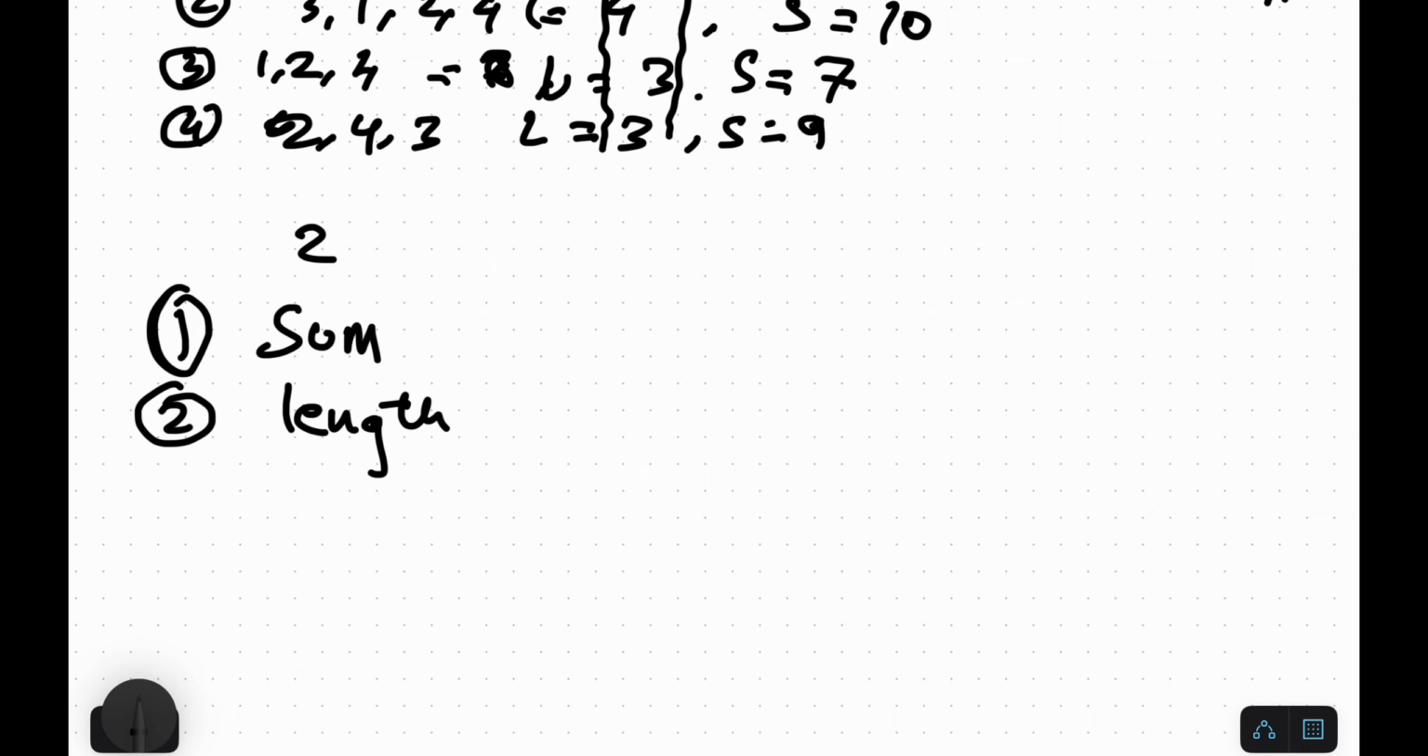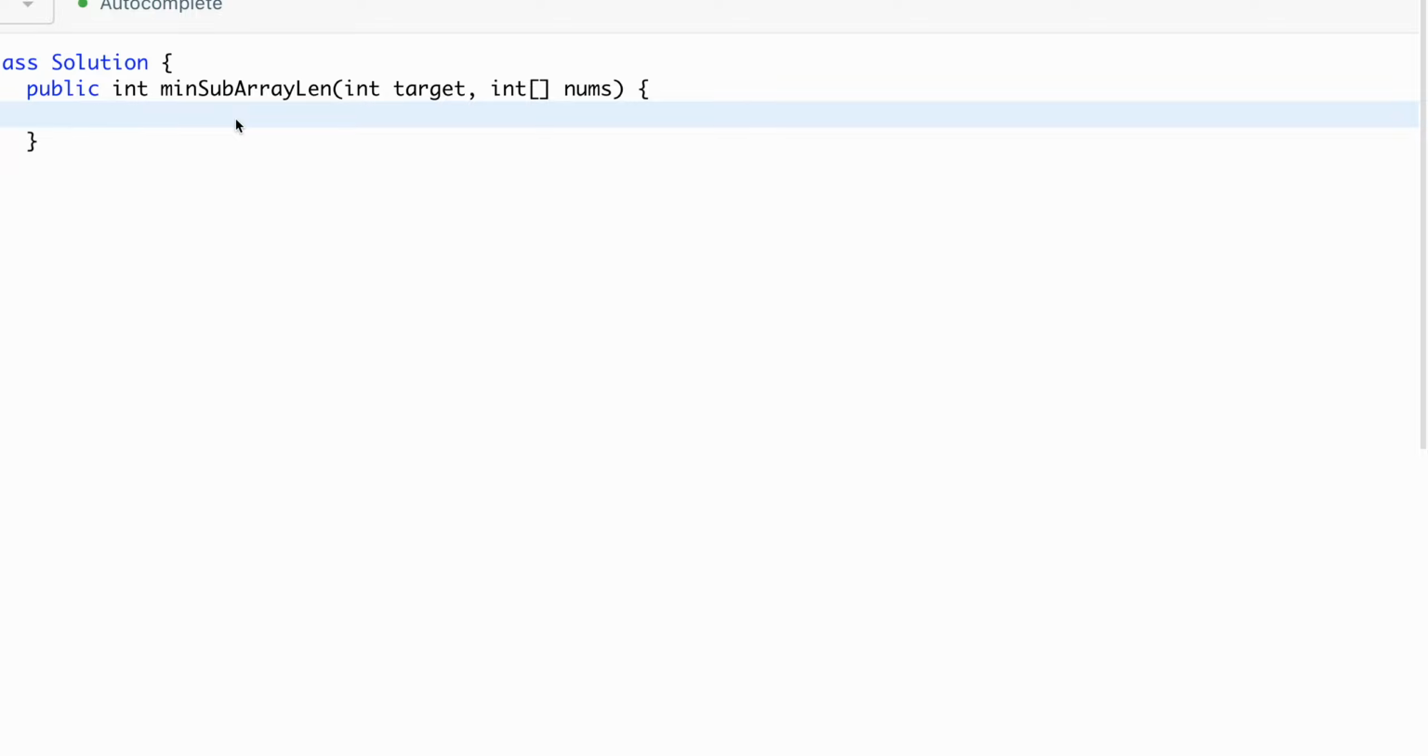So in the first one it was 4, second it's also 4, and then it reduced to 3. So we have to keep track of the length and the sum, right? So let's see how we can implement this using Java. So let's implement this algorithm using the sliding window technique.